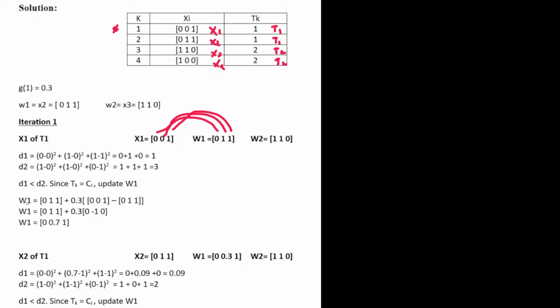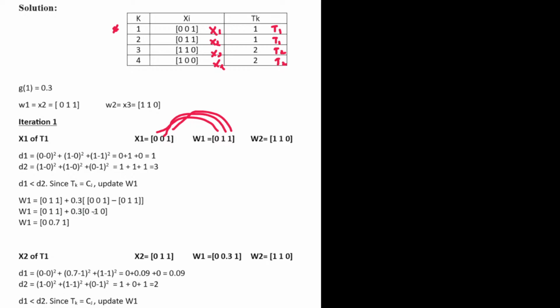To update w1, we put the w1 value here, plus the gain, and then the corresponding x. If you're updating w1, x1 will appear; if you're updating w2, x2 will appear here. So here we are updating w1: the gain multiplied by x1 minus w1 again. Here 0 1 1 is w1. If you simplify this, it's going to be 0.3 times 0 minus 0, 0; 0 minus 1, minus 1; 1 minus 1, that's 0. So we are getting this, and now we multiply and add them.